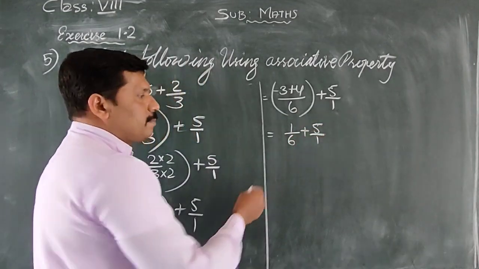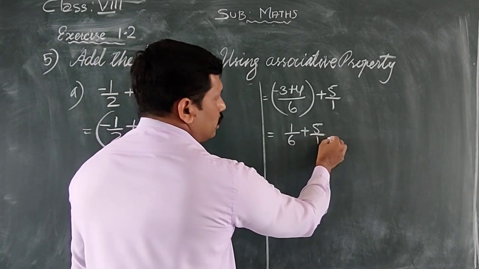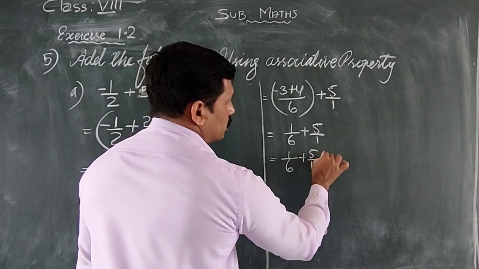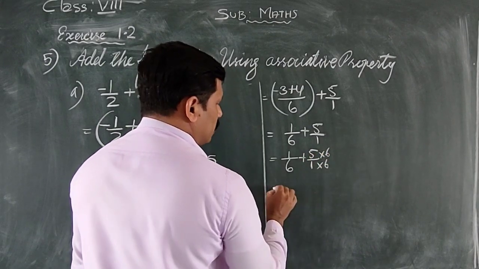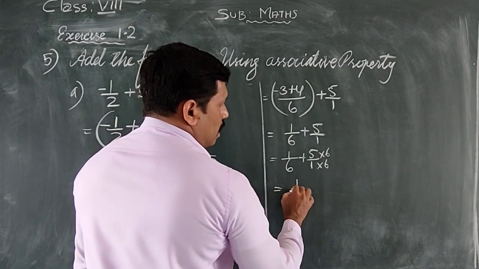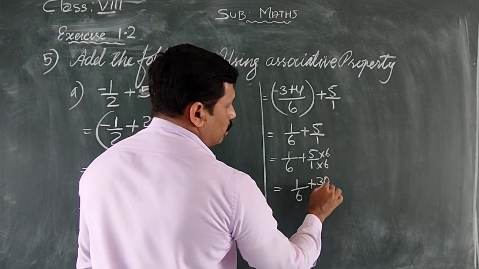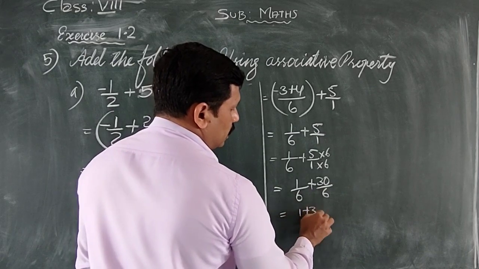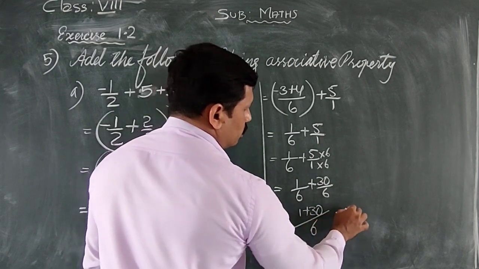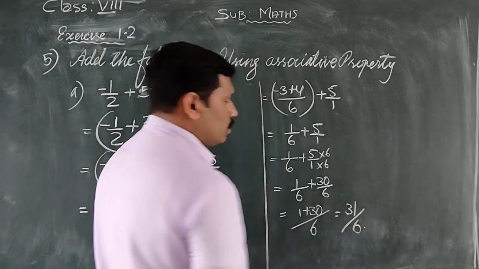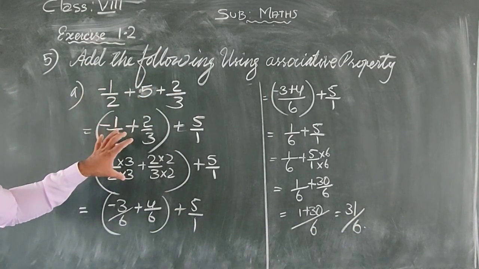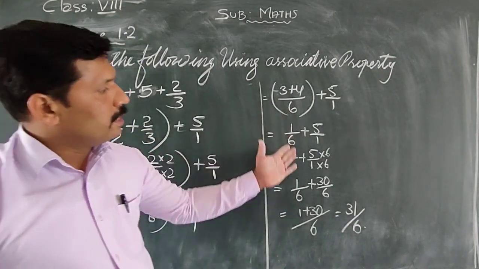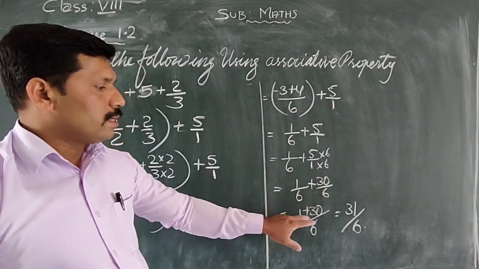Here again we have to take the LCM. Here the LCM of this is 6 only. So next stage we multiply by 6, and here also we multiply by 6. Then we get 1 upon 6 plus 30 upon 6. That is equal to 1 plus 30 upon 6, that is equal to 31 upon 6. So here we have added these numbers according to the associative property. Two numbers we have grouped inside, then we added that, then the result is added with the third number. Then we got 31 upon 6.